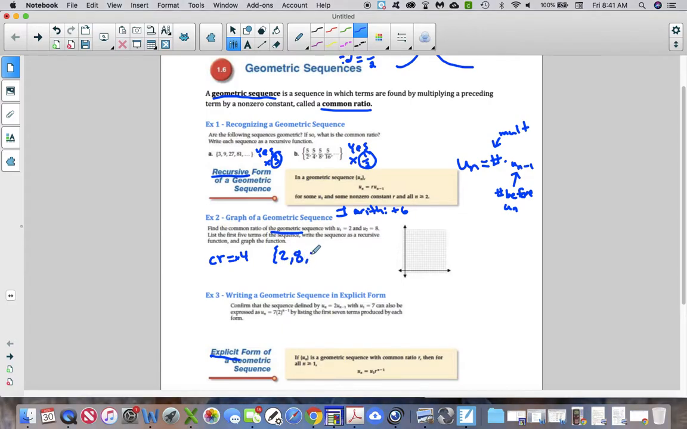If we multiply by 4 again, that's 32. Multiply by 4 again, that's 128. Multiply by 4 again, I don't know. I'll have to get paper out. Hold on, 128 times 4. 512. If that's not right, you fix it. So 2, 8, 32, 128, 512. This is 1, this is 2, this is 3, this is 4, this is 5.